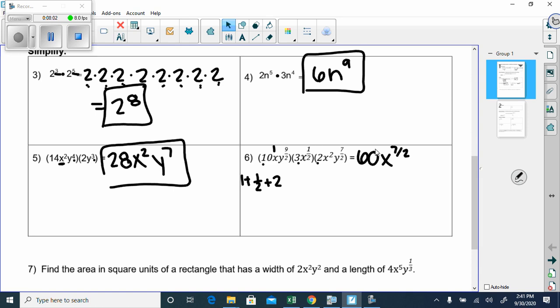Okay. Now I'm going to worry about the y. So for y, my first exponent is what? Okay, so I've got 9 over 2. There's no y's in the second term. But in the last one, 7 over 2.